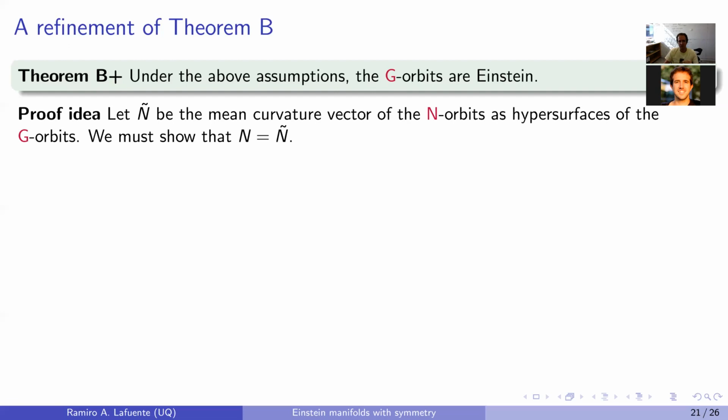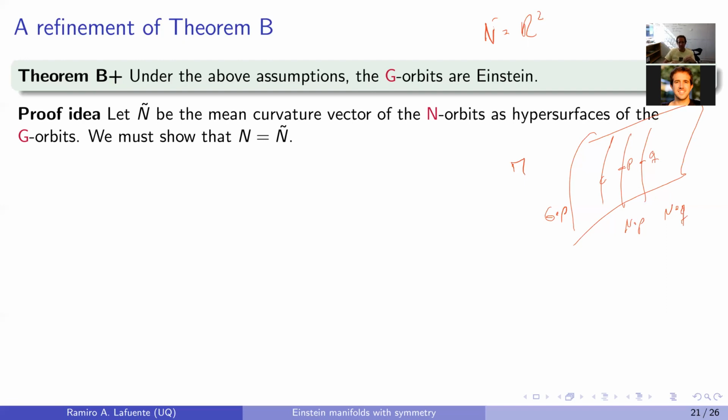So remember that the N orbits are codimension 1 hypersurfaces inside the G orbits in M, right? Simply because N is of codimension 1 in G. Recall that in this case, N is just an abelian two-dimensional Lie group.